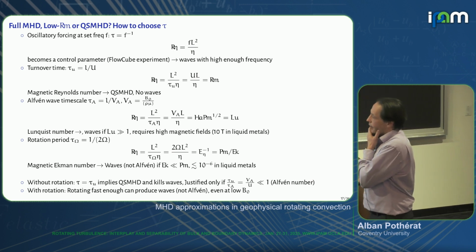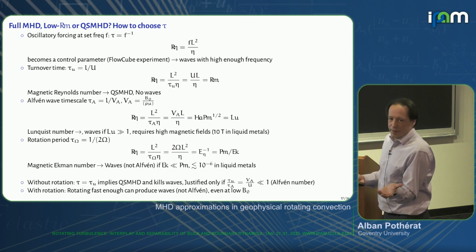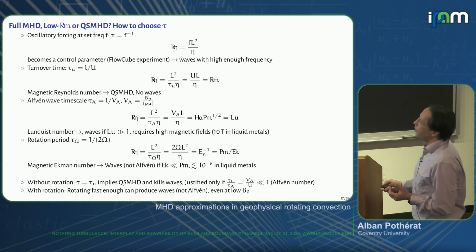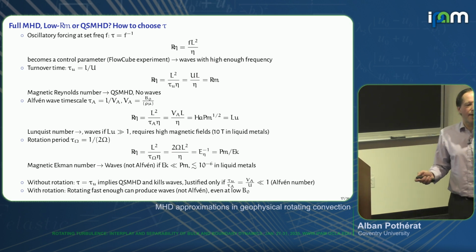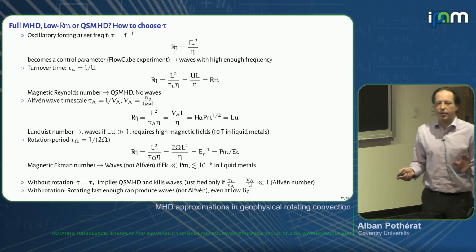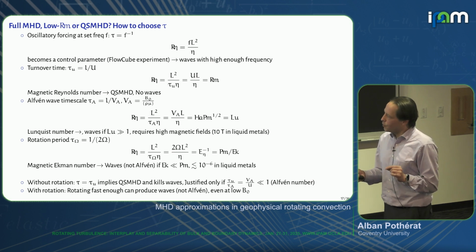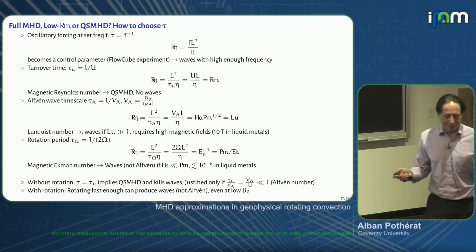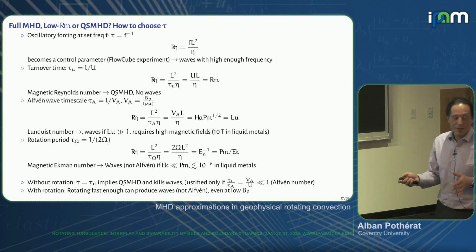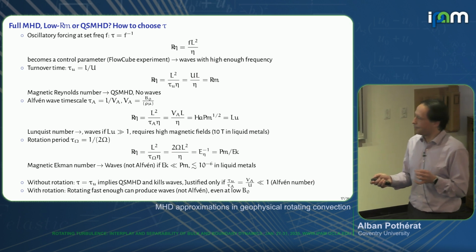You can set it to the turnover time. So if you do that, then R eta becomes Rm. So if you're at low Rm, you automatically discard the induction, the dB/dt. So if you impose this, and that is usually done without further justification, if you do this, you kill waves automatically.